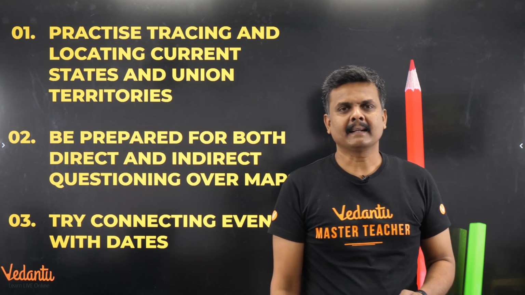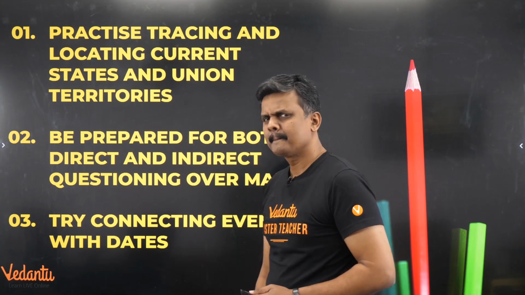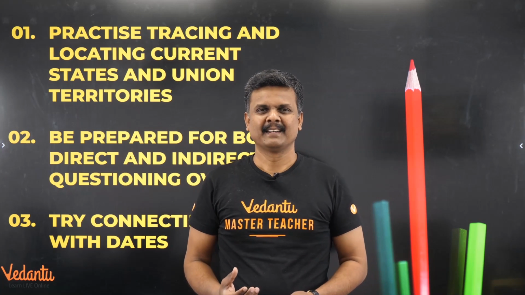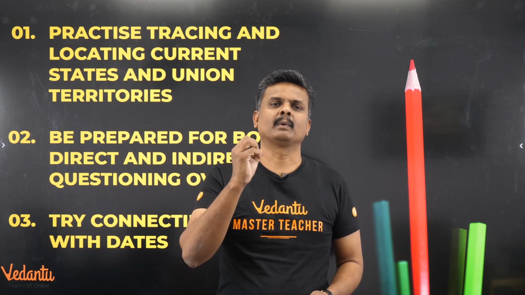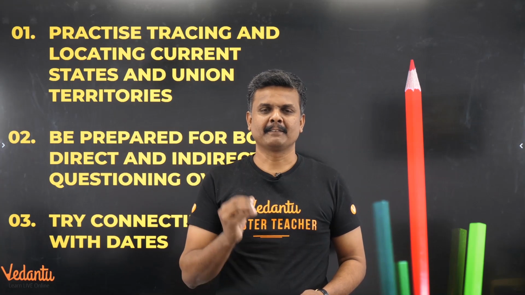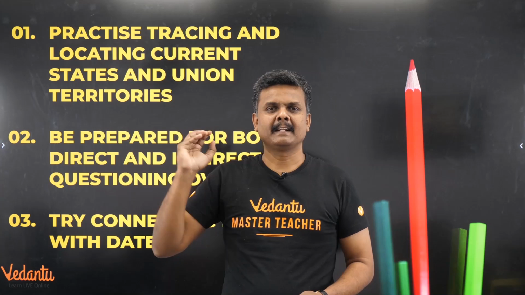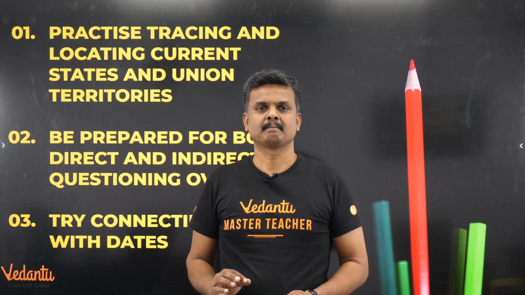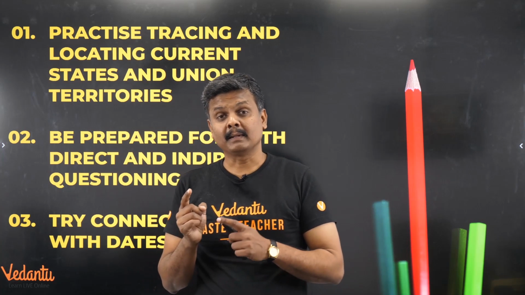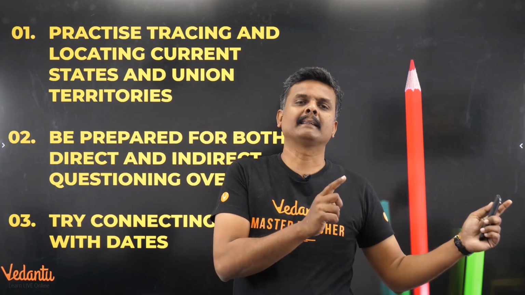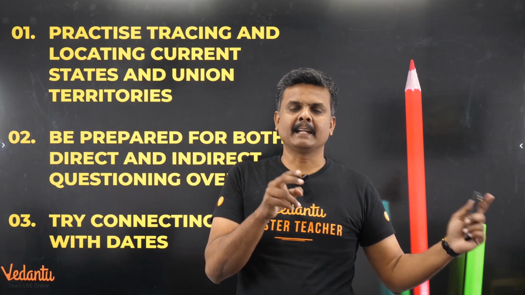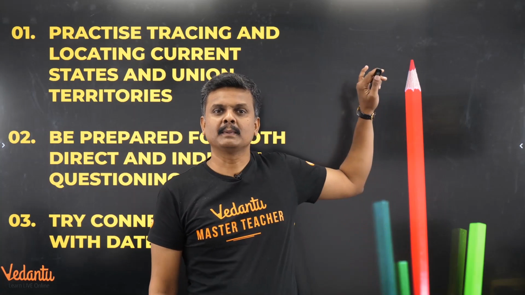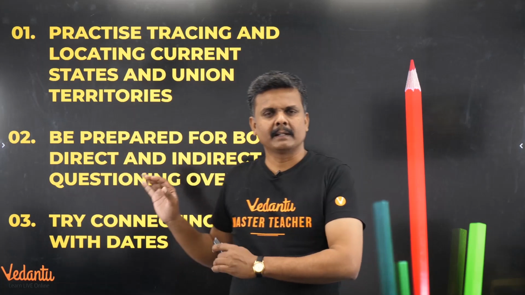Now try connecting events with dates. When there is a specific event, what is the date when it happened? If we are speaking about World War, 1914, try and connect it with that particular date. Are you clear? Then, third, after you do this, you have connected both the event and the date. You just need to map it to the relevant location. That's how you need to deal with maps. These are just a few tips.